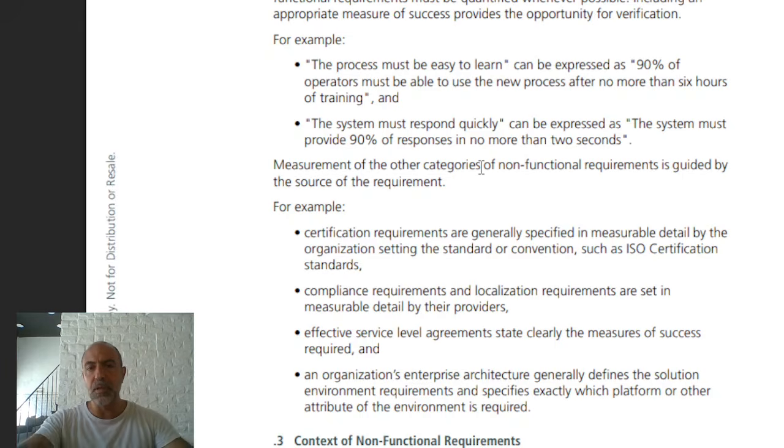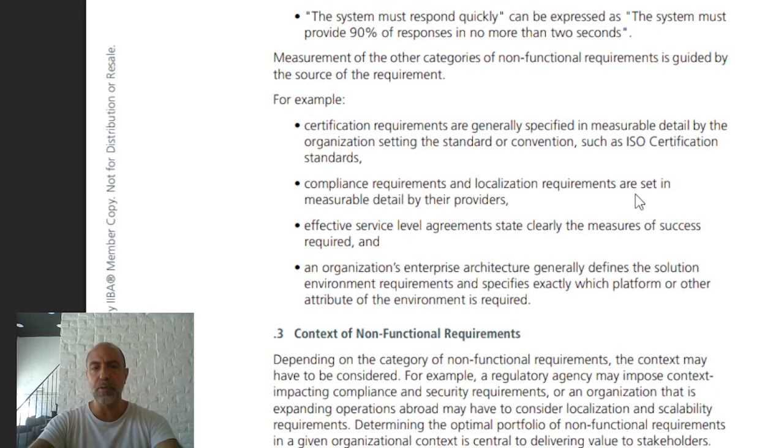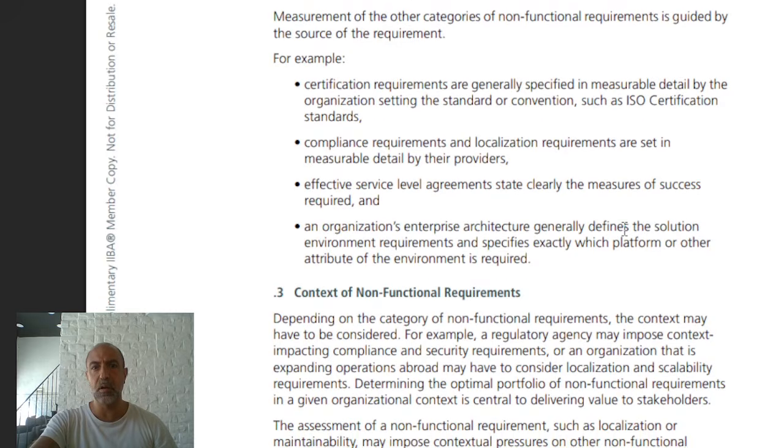Measurement of the other categories of non-functional requirements is guided by the source of the requirement. Certification requirements are generally specified in measurable detail by the organization setting the standard or convention, such as ISO certification standards. And compliance requirements and localization requirements are set in measurable detail by their providers.